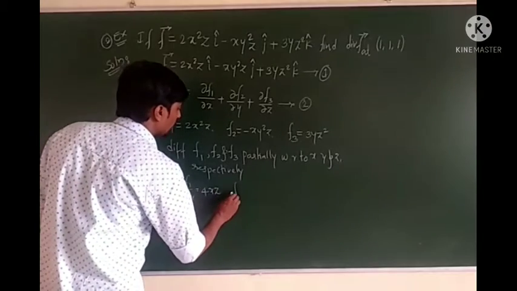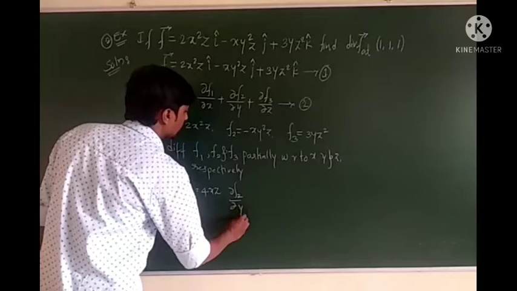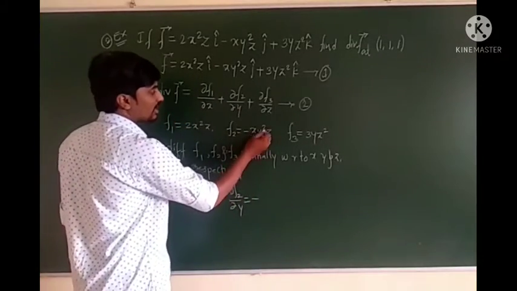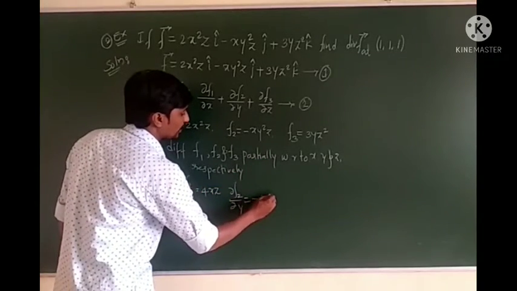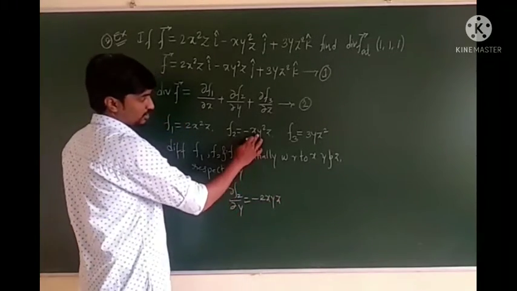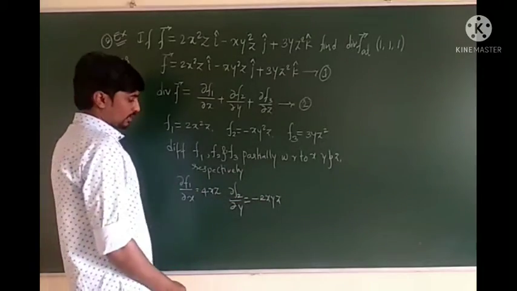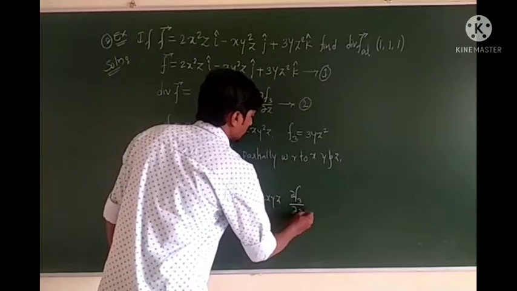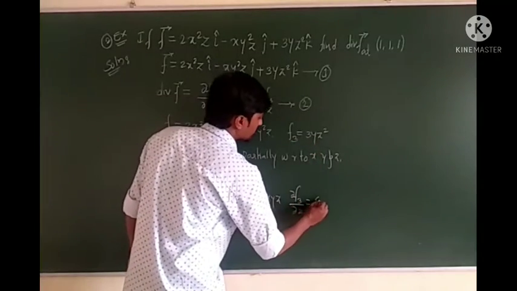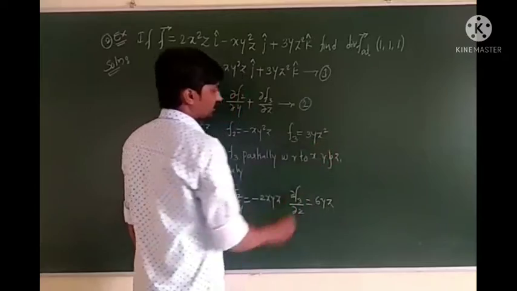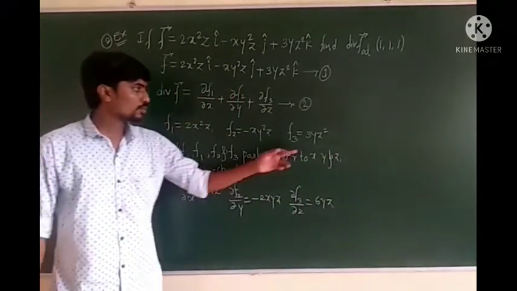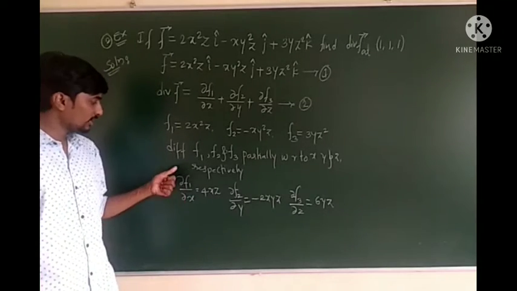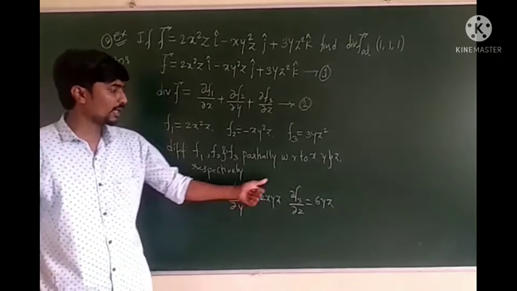Next we have ∂f2/∂y. Here we have a minus, and x and z become constants, so we have -2xz times the differentiation of y square, which is 2y. Next we have ∂f3/∂z. This value becomes 6y into z, because the differentiation of z square is 2z, and 2 into 3 is 6 here. Therefore we got the values for the differentiation of f1, f2 and f3.